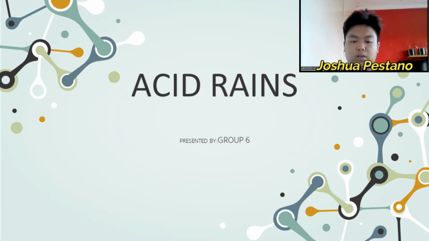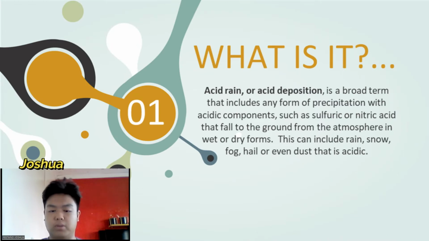Firstly, what is acid rain? Acid rain or acid deposition is a broad term that includes any form of precipitation with acidic components, such as sulfuric or nitric acid, that fall to the ground from the atmosphere in wet or dry forms. These include rain, snow, fog, hail, or even dust that is acidic.